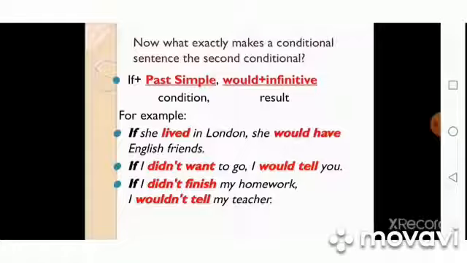So, the second conditional uses a past simple verb in the if clause and then would followed by the infinitive verb in the main clause.